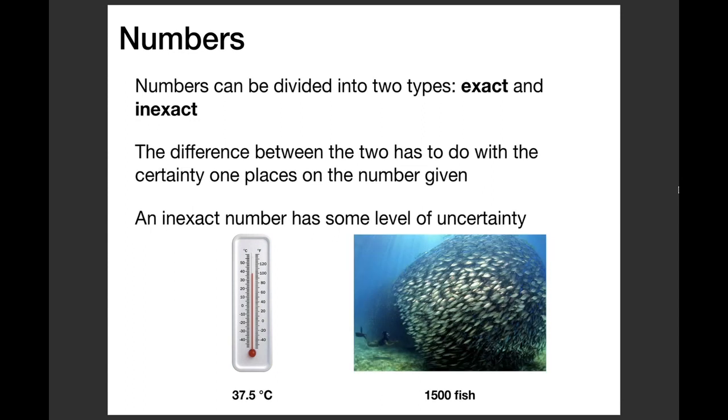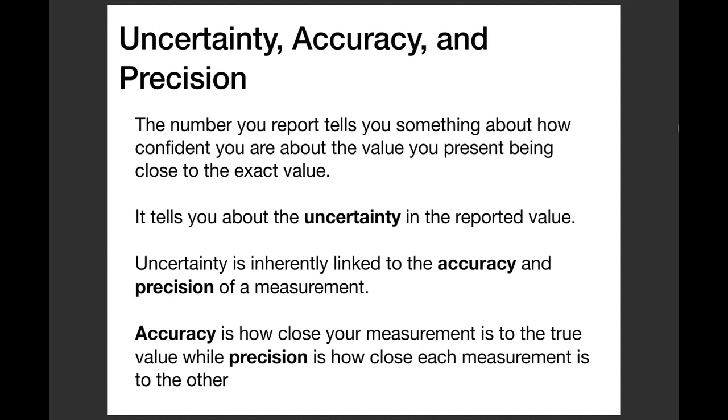Sometimes counting numbers are inexact as well. This is especially true in population statistics. This school of fish contains approximately 1,500 fish, with the uncertainty being in the hundreds place. As you may have noticed, the number you report in an inexact number tells you a lot about the certainty you are placing on that number. We'll get into this in more detail in the next video when we talk about significant figures.